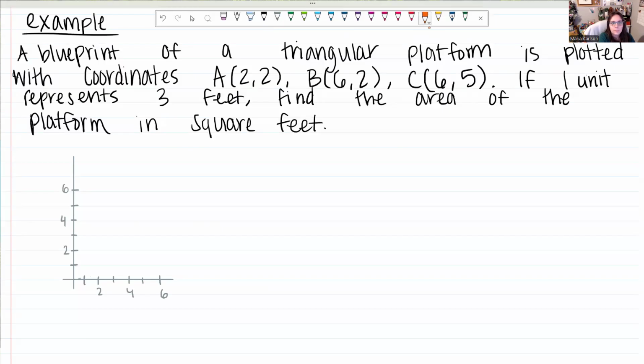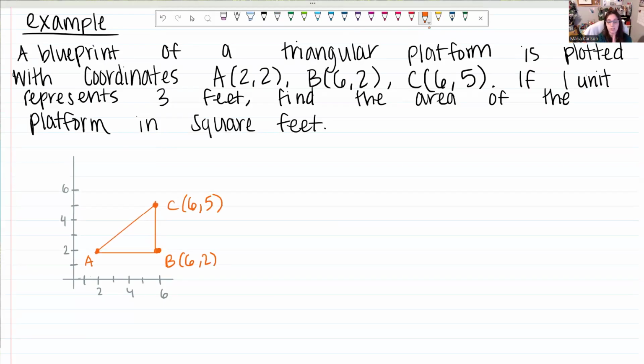All right. Point A is at 2, 2. So over to 2 and then up to 2. There is point A. We have point B, which is 6, 2. So I'm going to go over to 6 and up to 2. And then we have C, which is at 6, 5. So over to 6 and up to 5. And I can draw my triangle, which points B and C have the same X value, which is 6, right? This is the point 6, 2 for B, and C is 6, 5.